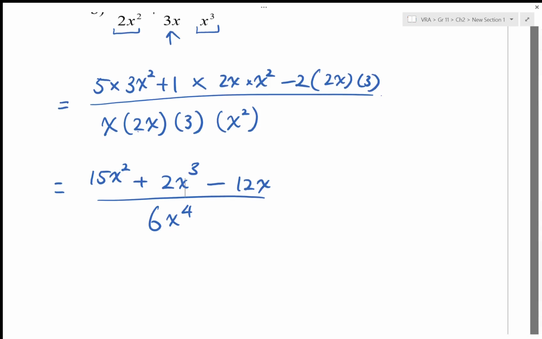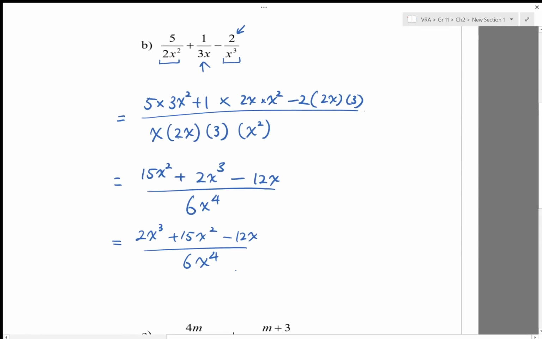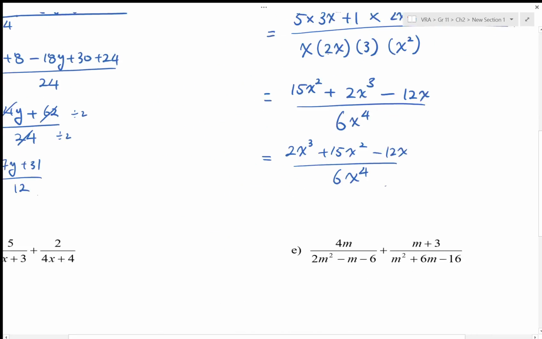So we're okay. Then all we have to do is rearrange them from higher order to lower order. So we have 2x cubed plus 15x squared minus 12x over 6x to the power of 4. So in this case, we don't have to simplify anything because it's already simplified. So again, the key is finding what's common of these, and then putting the common with the uncommons, and you find what's not shared, and then multiply that to the top.